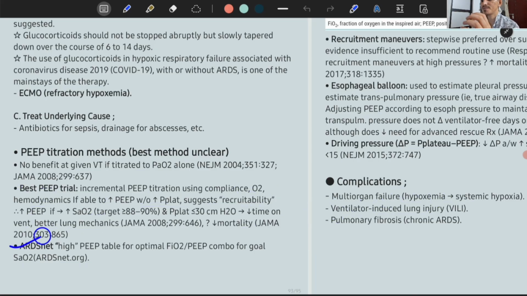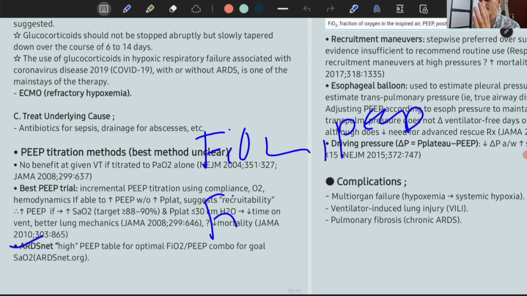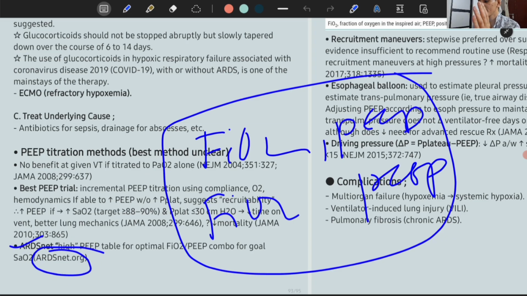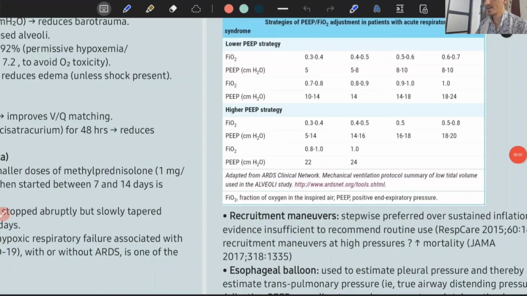Second, you will have a table, the low PEEP strategy. It means for this FiO2 you should have this much PEEP, and for that FiO2 you should have that much PEEP. This table is available on the net, at ardsnet.org. So according to that you will adjust PEEP according to FiO2. You should make the FiO2 and PEEP adjustment according to the ARDSnet table: strategies of PEEP by FiO2 adjustment in patients with acute respiratory distress syndrome.